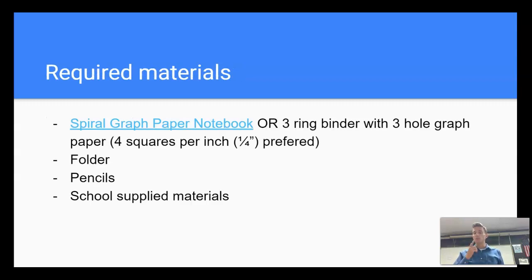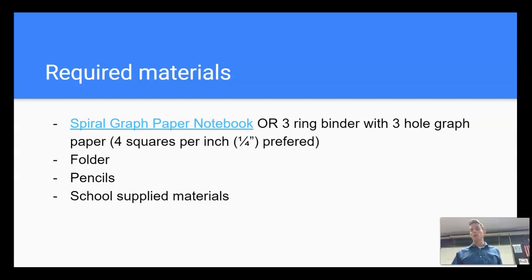For required materials for this year, students are required to have a spiral graph paper notebook preferably, or they can have a 3-ring binder with graph paper that has been 3-hole punched inserted into it. Again, graph paper is going to be used a lot, especially in our technical drawing aspect and for a lot of sketching as we move forward. We are looking for 1/4 inch graph paper boxes.